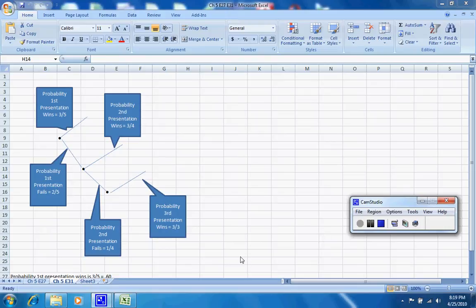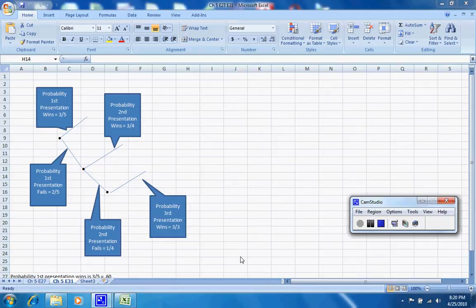This is a video tutorial demonstrating a solution for exercise 31 in chapter 5. This particular problem I elected to solve using a decision tree diagram, and in this case there were some salespeople who were going to meet with the board of directors and present their cases for a particular product or service.